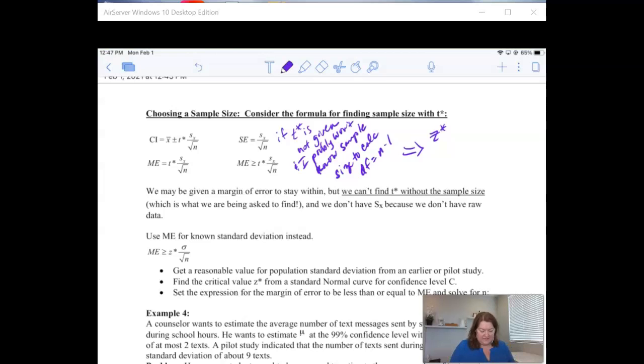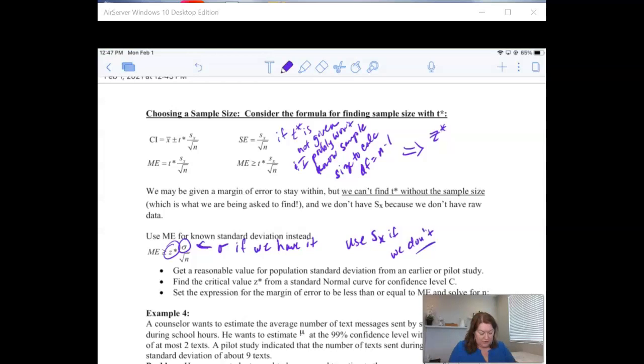So that's basically what it says. It says use the margin of error for known standard deviation instead. So we're going to use z star, and we're going to use sigma for our population if we have it. Guess what we do if we don't have sigma? We're going to just switch back over to our sample standard deviation.